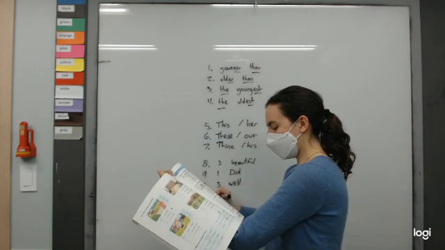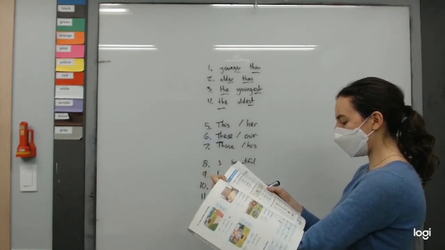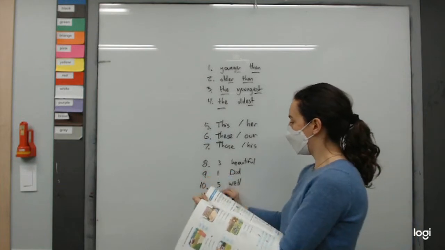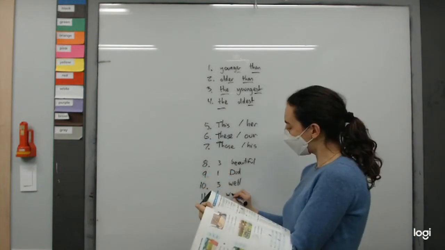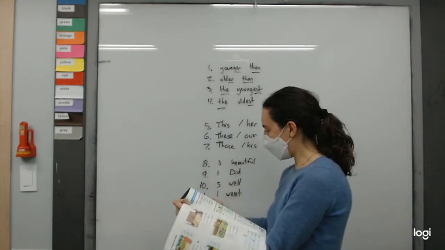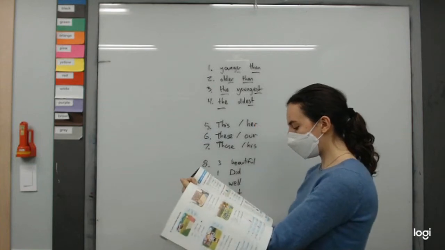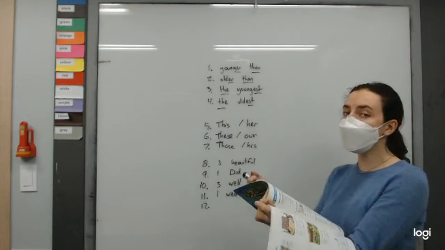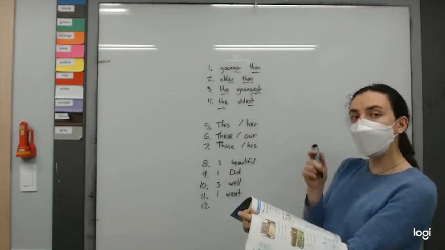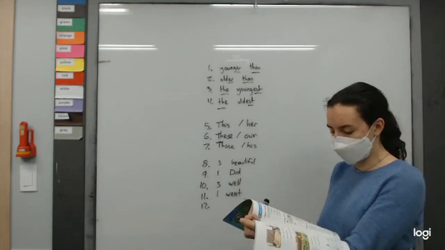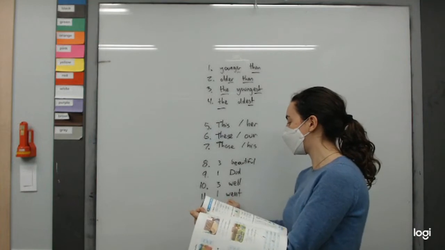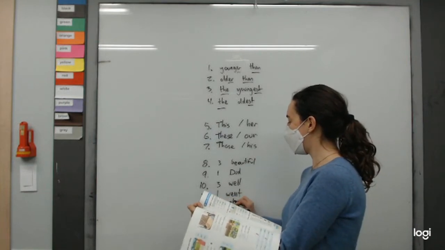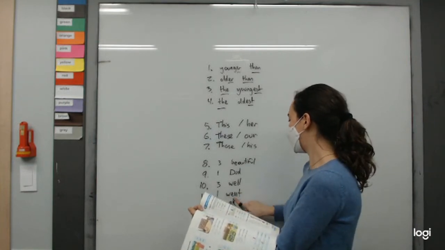Number 11, they go to a baseball game yesterday. Again, yesterday, past tense, went. 12, students didn't ask questions yesterday. Okay, so we only need one verb in past tense. Didn't is already past tense, we don't need 2 past tenses. So we say didn't ask, not asked. Oops, spelling mistake.